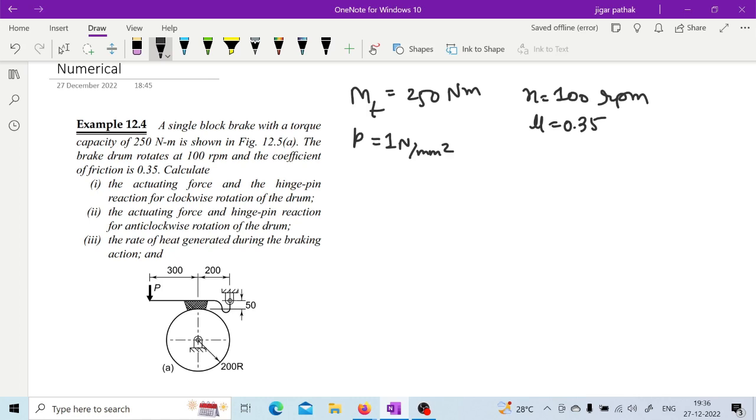So pressure is not mentioned in this, but in the last point they have asked to find the dimension of the block, right? And in that they have mentioned that the pressure intensity is 1 N/mm², and the length of the block is twice the width. So in the last point they have asked to find the dimensions of the block. Yes, so these are the given data.